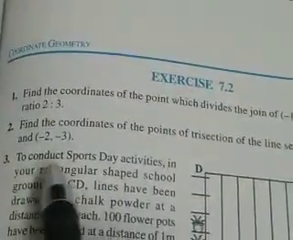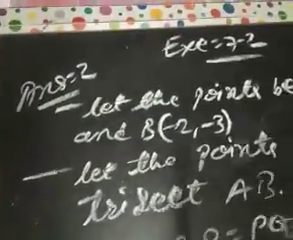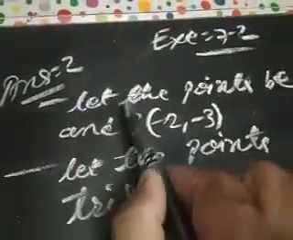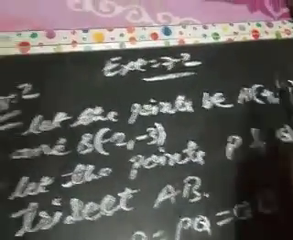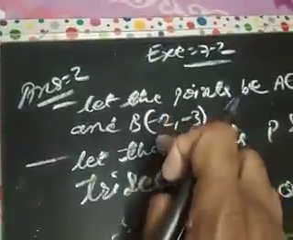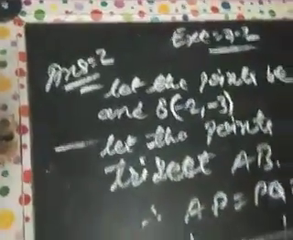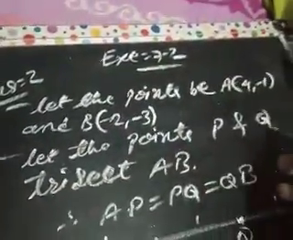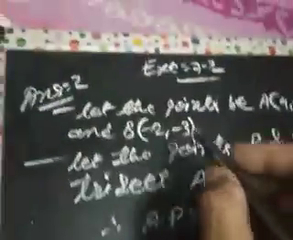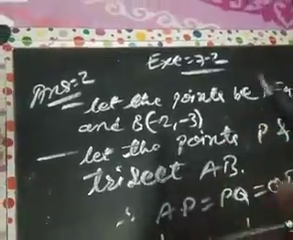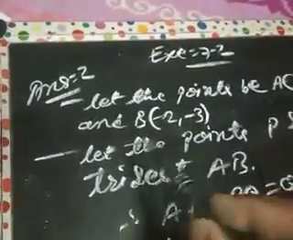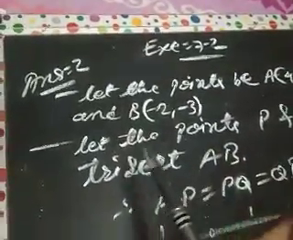Okay, so now answer number 2. Suppose we decide here the points: let A be (4, -1) and B be (-2, -3), and let the points P and Q trisect AB. It means these A and B are the points of the line segment. After that we divide this line segment in trisection.